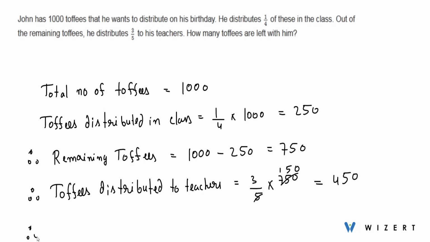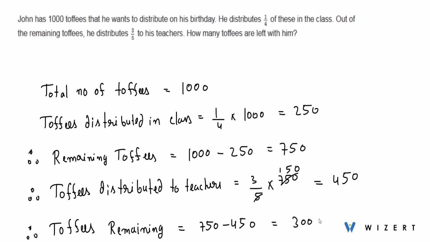Therefore finally number of toffees remaining will be equals 750 minus 450, which is equals 300 toffees. So this is the amount of toffees which he has finally left with. So thus this will be our final required answer.